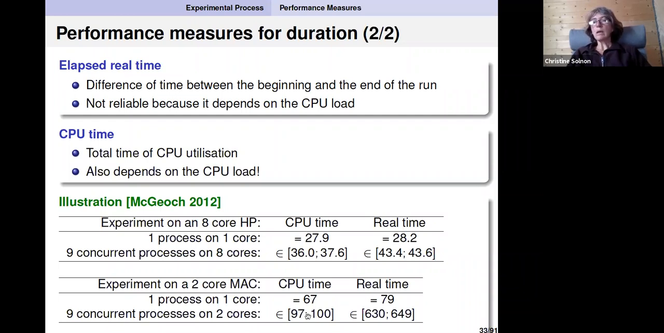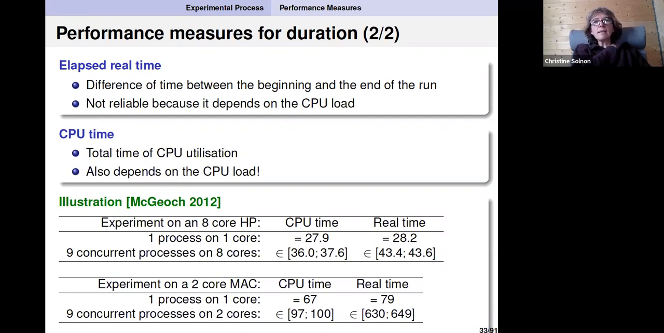So if I launch 9 concurrent processes on 2 cores, I will increase the CPU time by 50%, which is very important. So when you compare algorithms and when you compare CPU times, you must always have a constant load on your computers, because measuring the CPU time depends on the load of the machine. Of course, the real time also strongly varies depending on the load of the machine, but the CPU time also. Okay, I hope everybody didn't already know that.